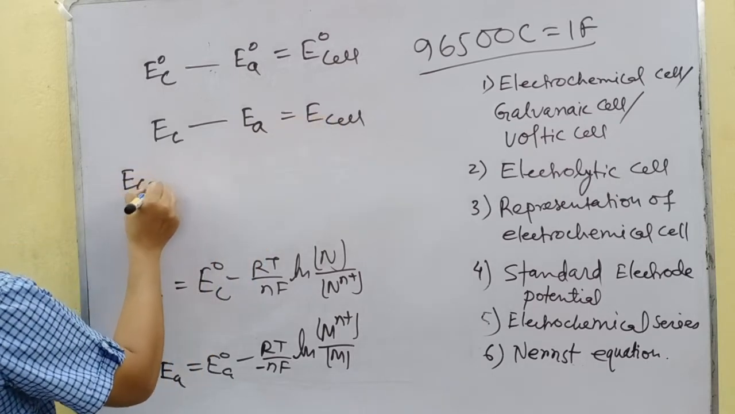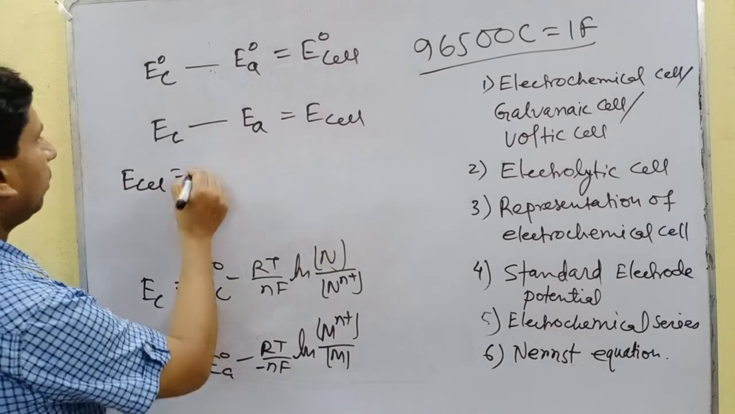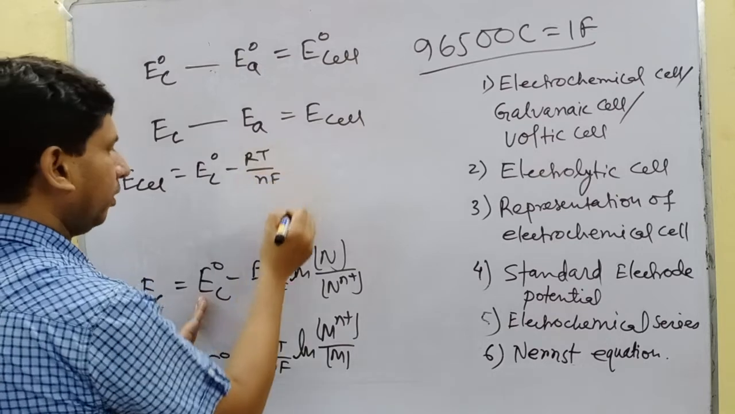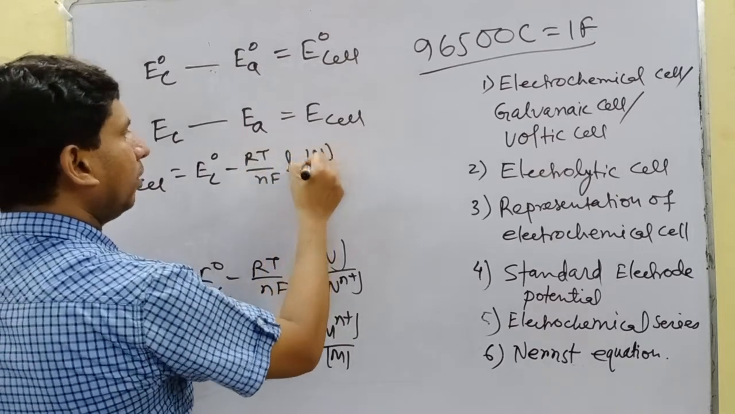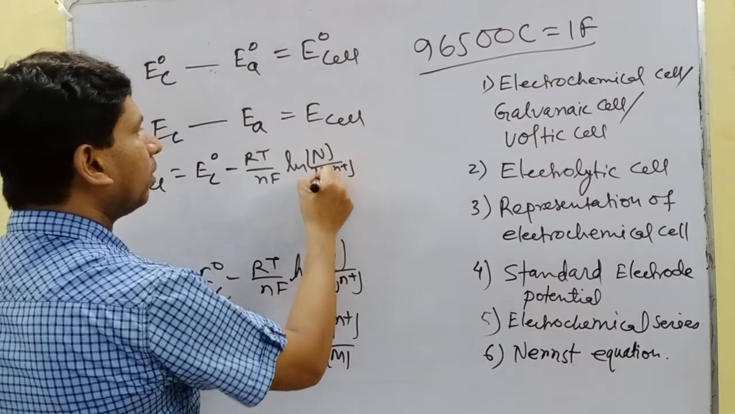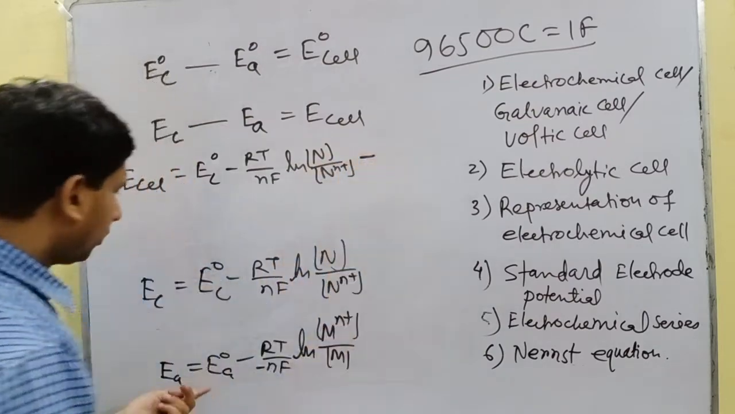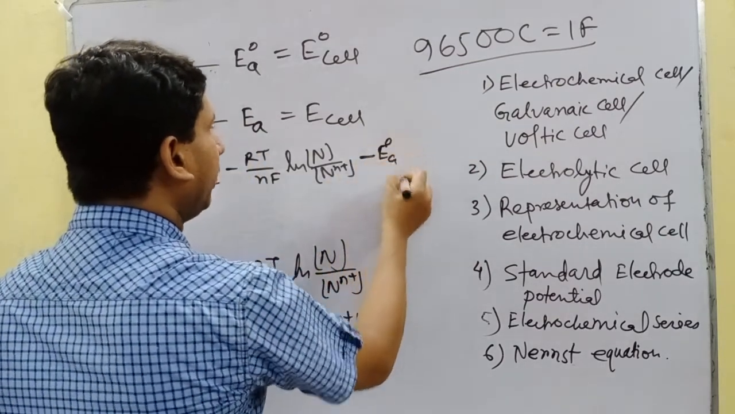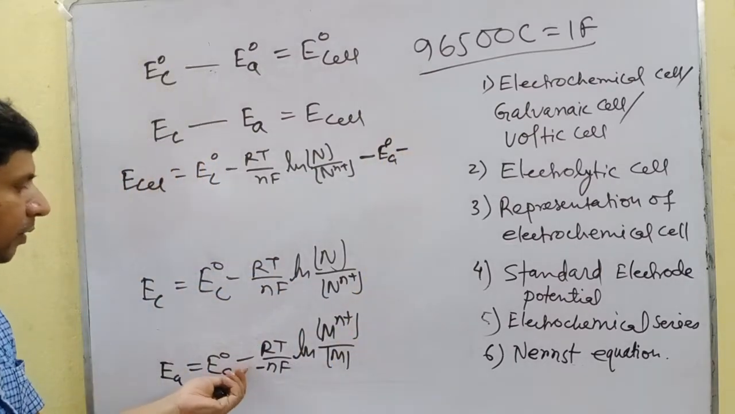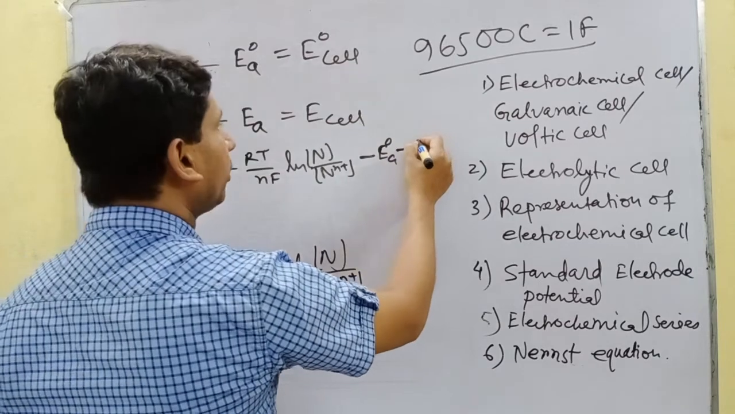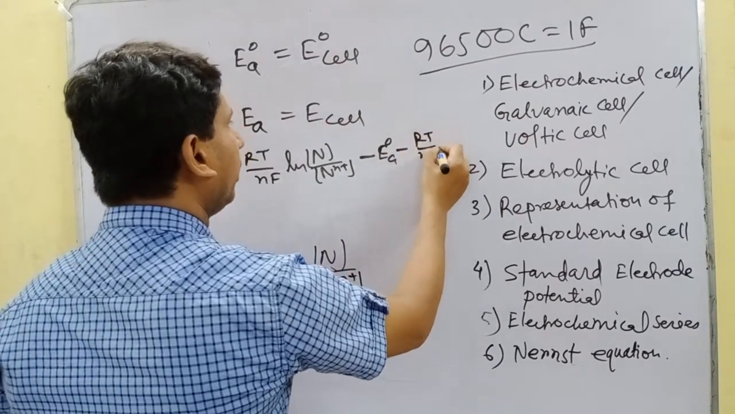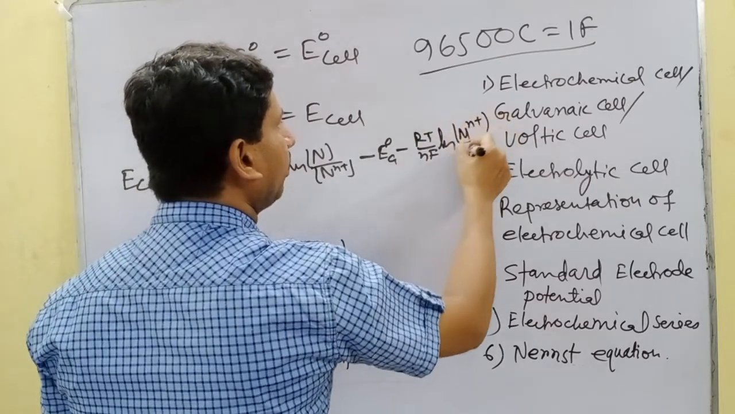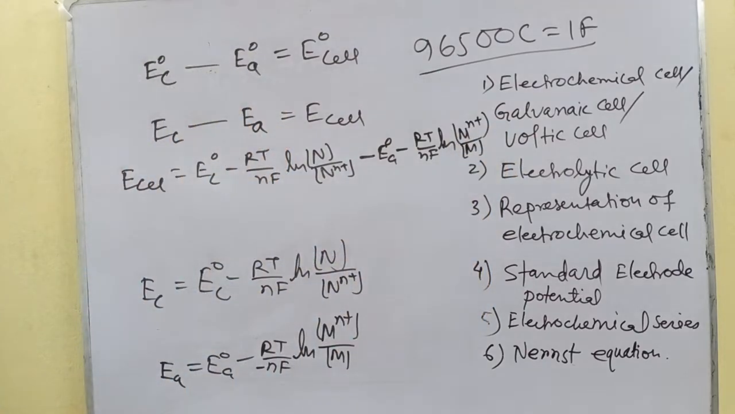Then E cell equals E0 cathode minus RT by nF ln of N by N^n+, minus E0 anode, and minus minus becomes plus, equals RT by nF ln of M^n+ divided by M. Clear? Then what happened here?